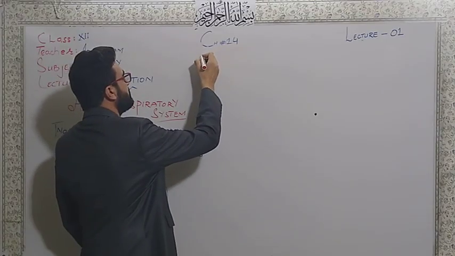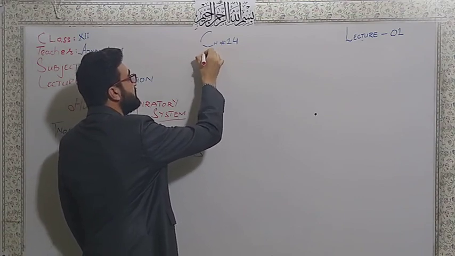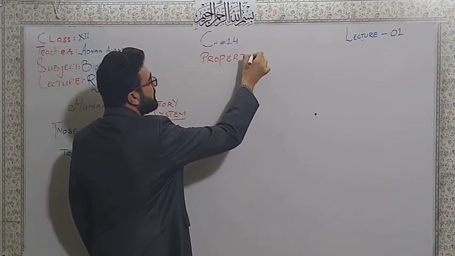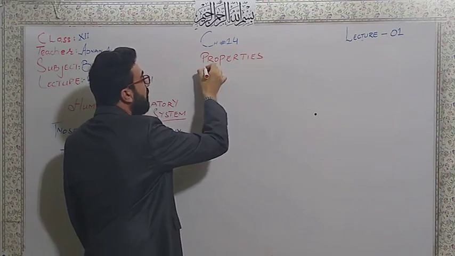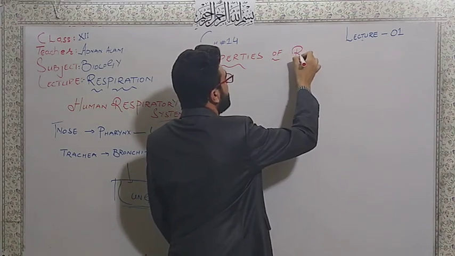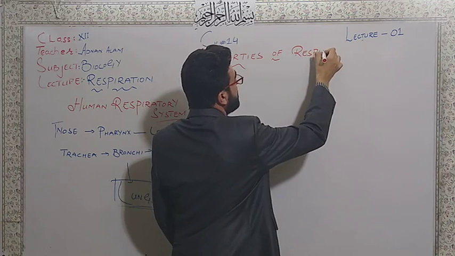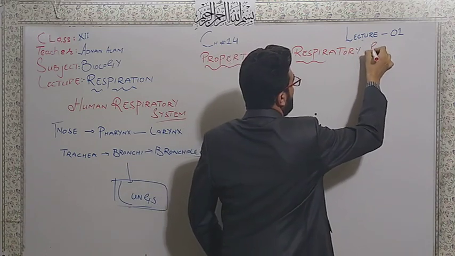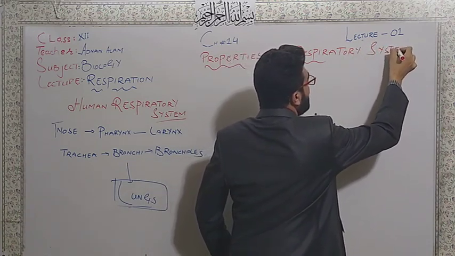But before starting properly the structure of the human respiratory system, which one by one we will explain with their structure and function, first of all we need to know the properties of the respiratory system, and then we will check whether the human respiratory system has all these properties. My dear students, it's a very important short question: properties of human respiratory system. So we will write them and then we will explain one by one.